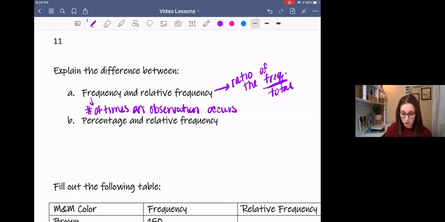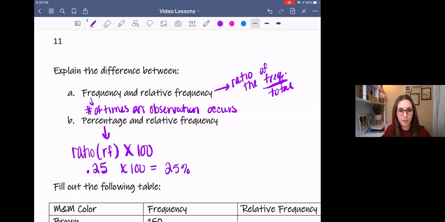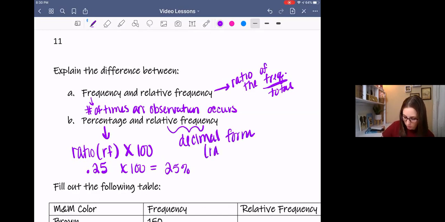Next one, percentage. The percentage is your ratio or your relative frequency times 100. So for example, if your relative frequency is 0.25 and you multiply by 100, that's 25%. And then we already mentioned the relative frequency is the decimal form or the ratio. So just kind of familiarize yourself with those differences so you know how to use them properly.